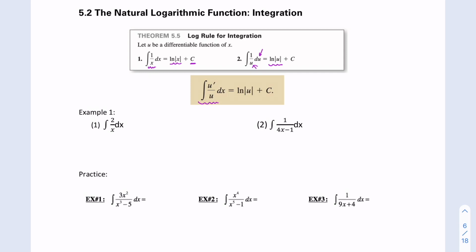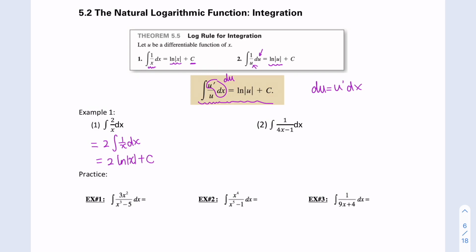So 1 over u times u prime dx. This part is exactly du, because du equals u prime dx. So let's have a look at some examples. Example 1, integrate 2 over x dx. We can move the 2 out directly. So this gives us 2 ln x plus c.